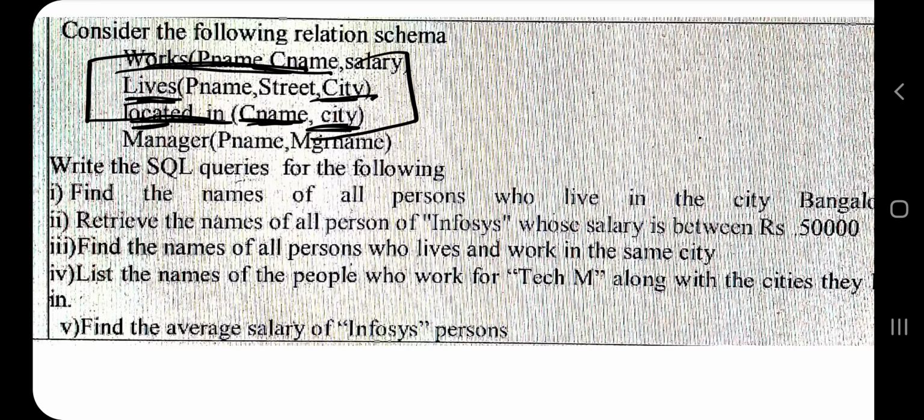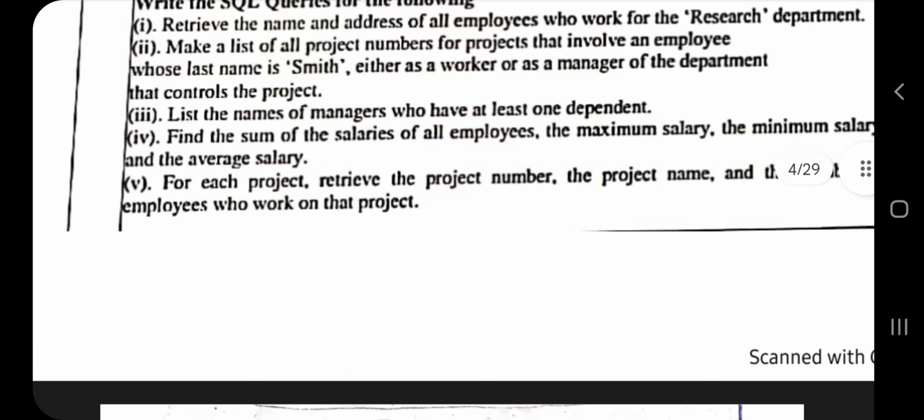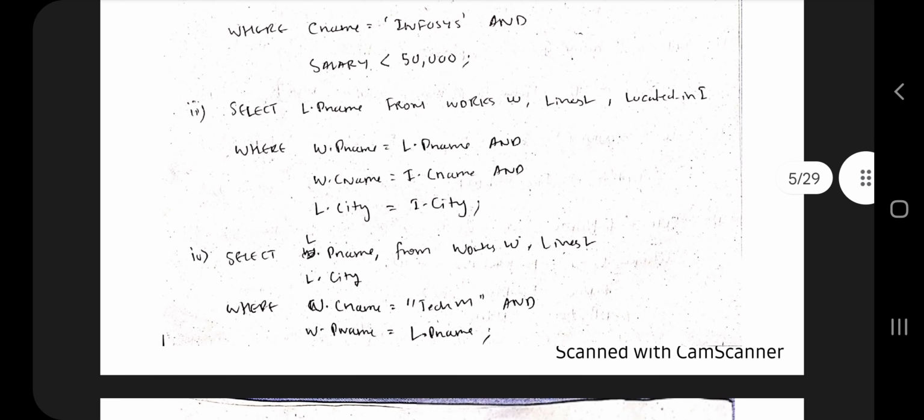So these three tables are connected. Where the city name is the same, the person's name is the same, as well as the company name is the same, those rows will be selected. And what we are selecting is not the whole row, only the name. That's what we specified earlier: whatever we need to select, we have to specify first.